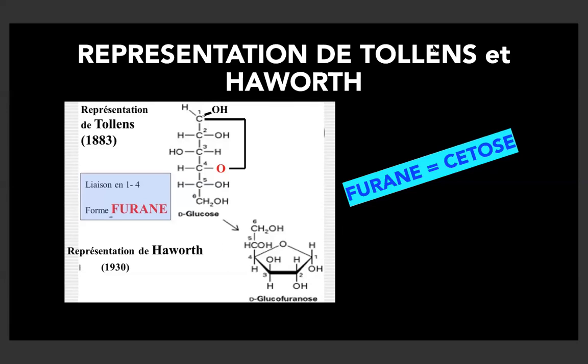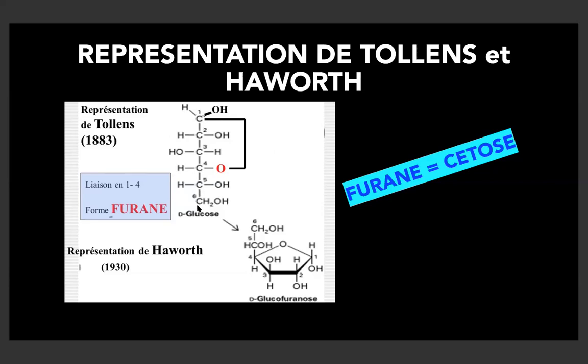Représentation de Tollens can also be like a semi-developed, plane developed formula, where you draw the skeleton of the carbon bonds from top to bottom, instead of drawing from left to right. Is it clear? So the difference is that représentation de Fisher has asymmetric carbon atoms, while représentation de Tollens is just a normal developed formula drawn from the top to the bottom.